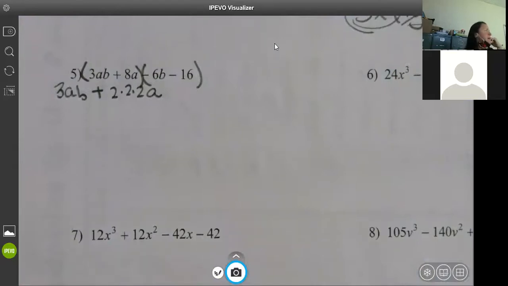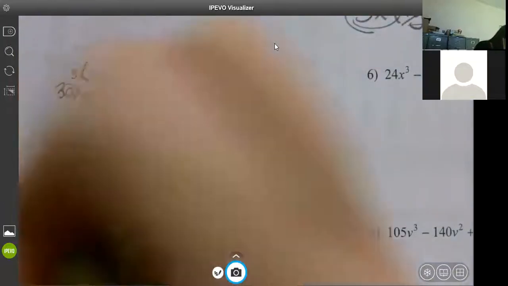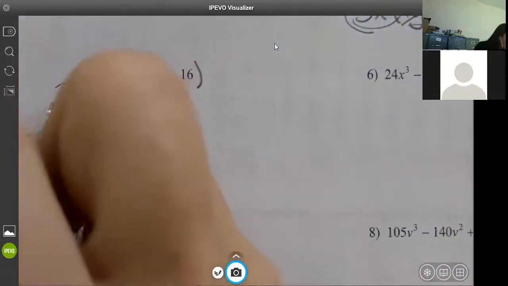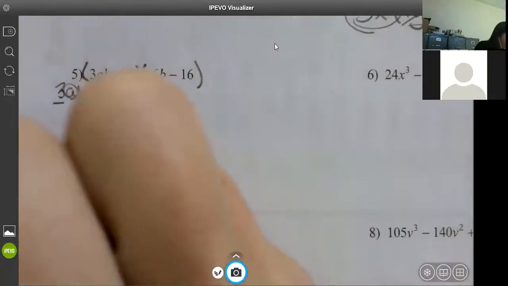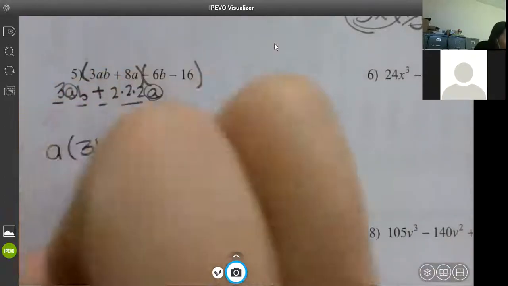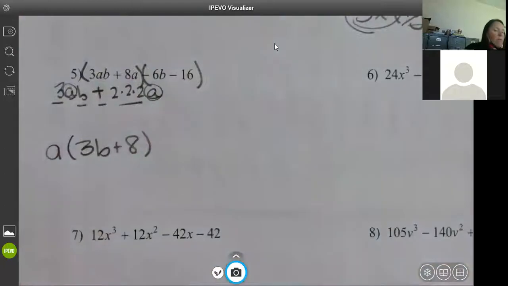Do we have any numbers in common? Yes or no? No. Do we have letters? What letters do we have? Just the a. So we're going to pull the a out and then read what it leaves me with. 3b plus, what's 2 times 2 times 2? Yes, 3b plus 8.